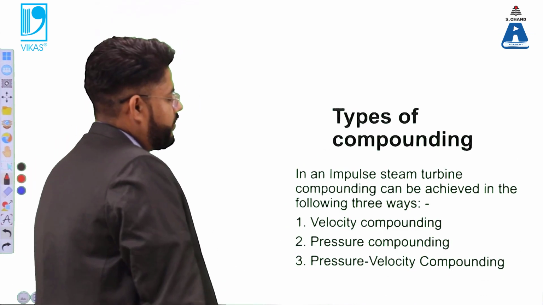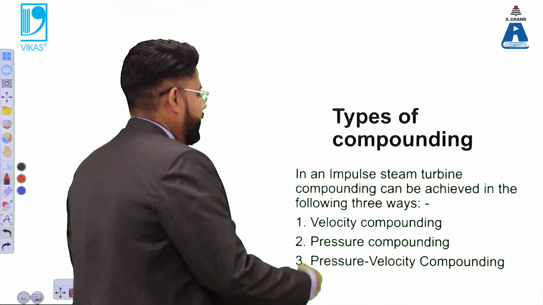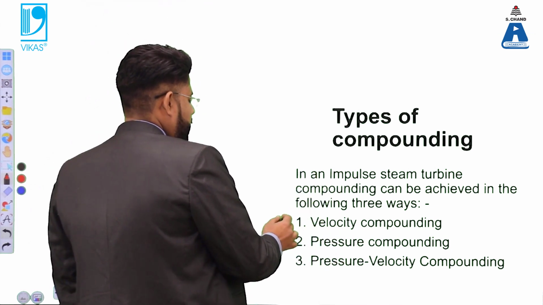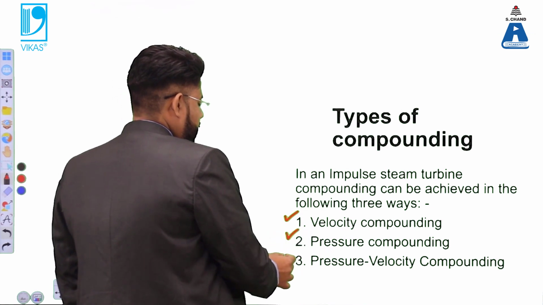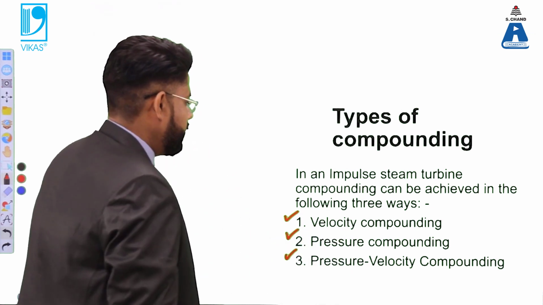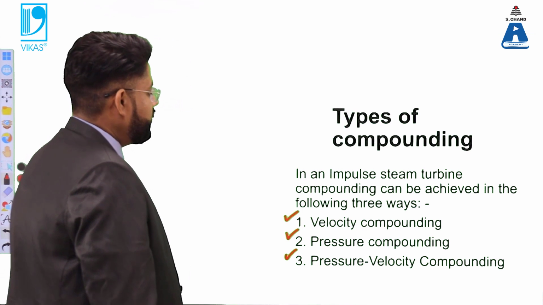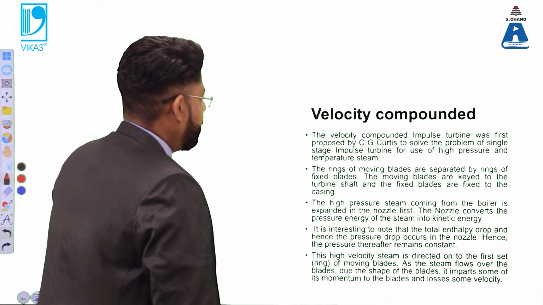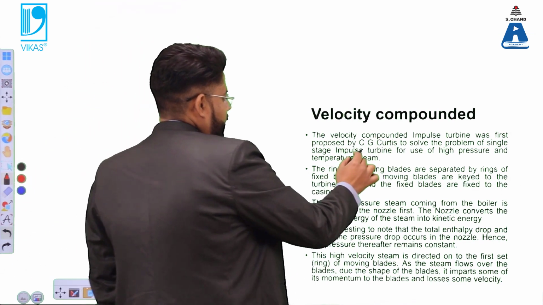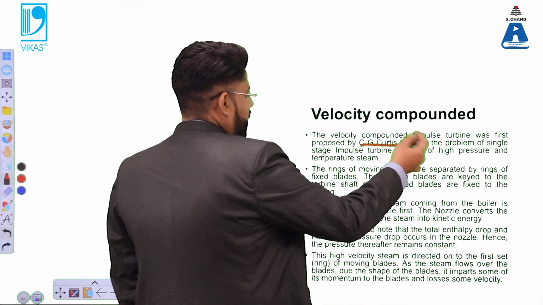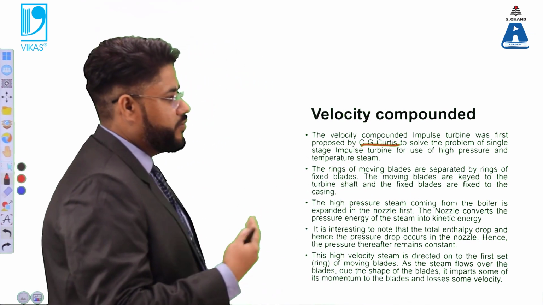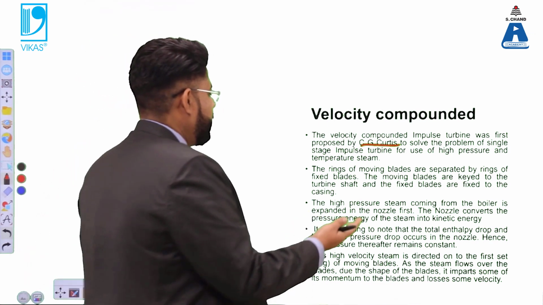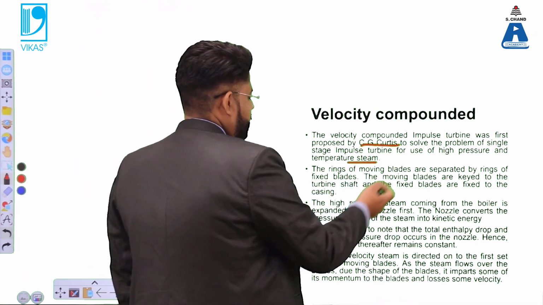Now there are three basic categories, or ways, in which we can do this. We can have velocity compounding, pressure compounding, or pressure velocity compounding. Quickly, I am coming to velocity compounding, which was proposed by C.G. Curtis to solve the problem of the single stage impulse turbine. Basically it is used for high pressure and temperature steam.